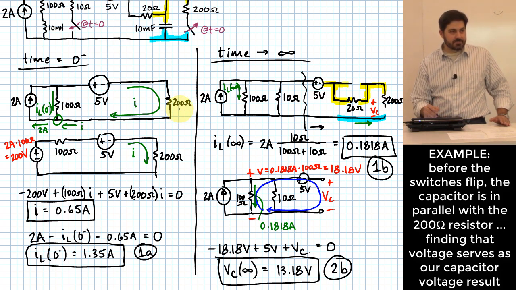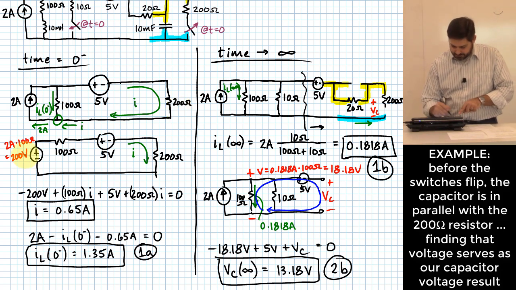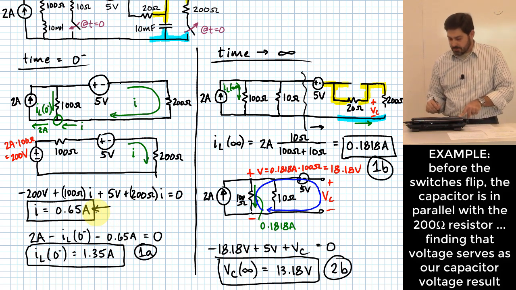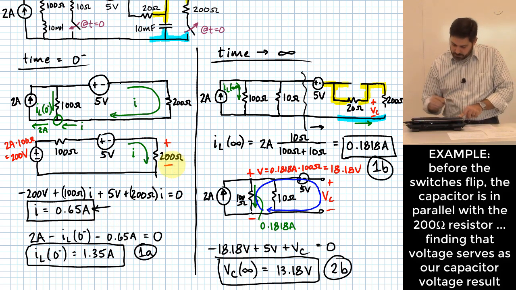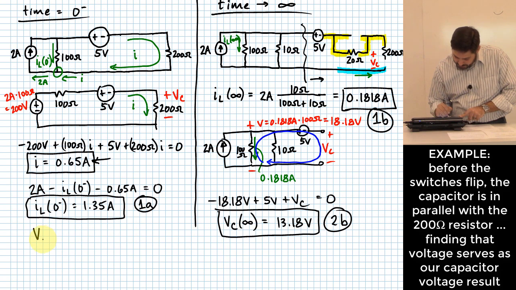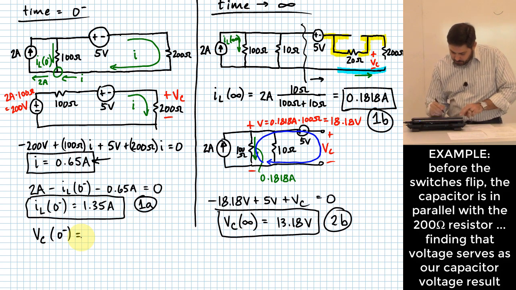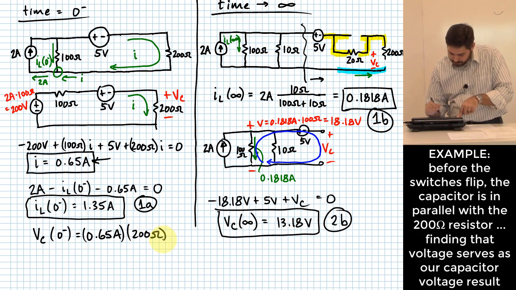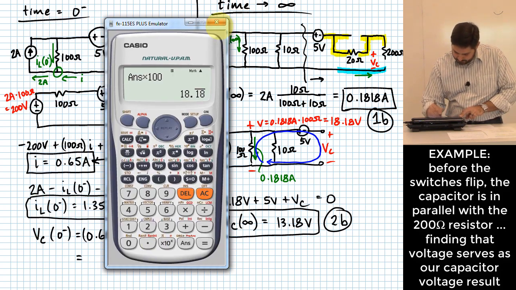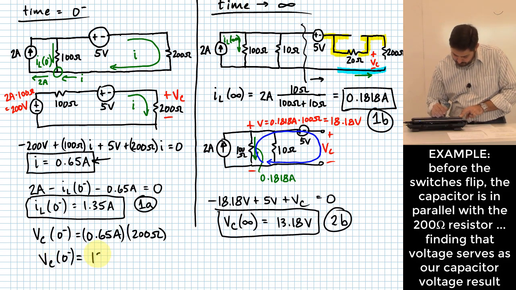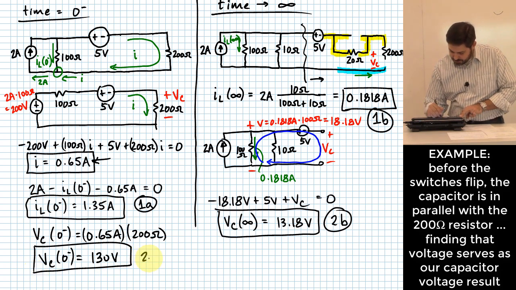Is that easy to find? Sure is. Why? Okay. I actually already know this current is 0.65 amps. So this voltage here, that voltage I'm going to call V sub C again. That voltage is just going to be equal to, and this is V sub C, by the way, at 0 minus, 0.65 amps times what? 200 ohms. So let me punch that in. Okay, that would be 130 volts. And that's the answer to question 2A.